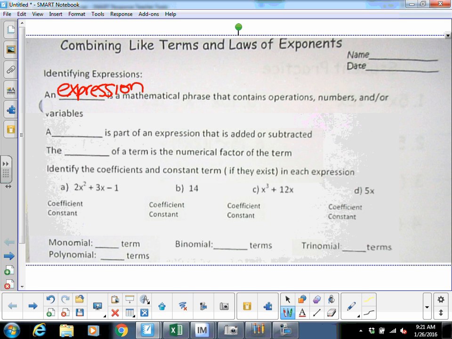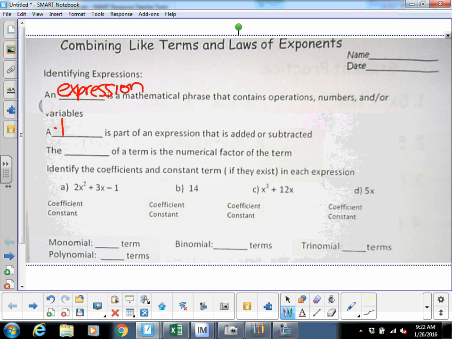If there is no equal sign in the problem, there's not going to be an equal sign in the answer. Does everybody understand that? Okay, so if you're doing an expression and you've got a bunch of x's and a bunch of numbers, you're not going to end up with x equals 7. You're not solving that. You can only simplify expressions. You cannot solve expressions. Okay?